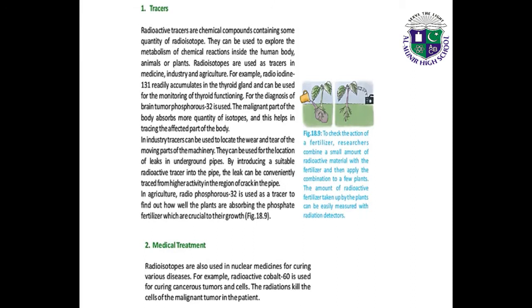Radioactive tracers are chemical compounds containing some quantity of radioisotope. They can be used to explore the metabolism of chemical reactions inside the human body, animals and plants. Radioisotopes are used as tracers in medicine, industry and agriculture. For example, radioiodine-131 readily accumulates in the thyroid gland and can be used for monitoring thyroid functioning. For the diagnosis of brain tumor, phosphorus-32 is used. In industry, tracers can be used to locate the wear and tear of the moving parts of machinery.